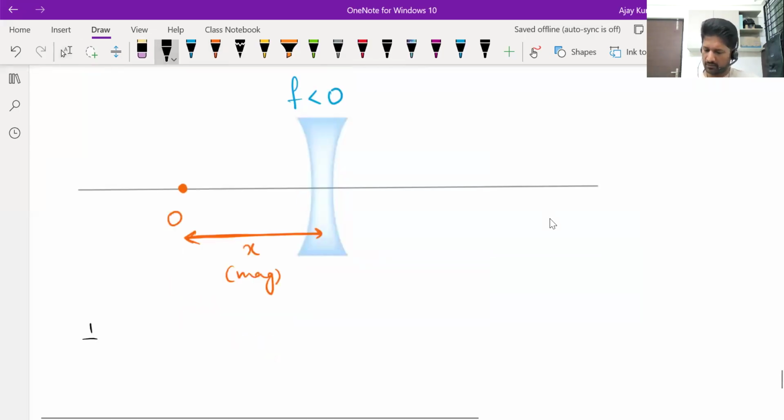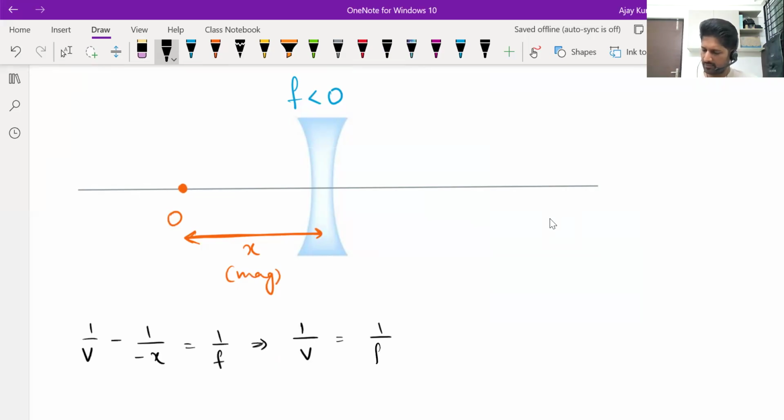1 by v minus 1 by u is equal to 1 by f. So you get 1 by v is equal to 1 by f minus minus becomes plus minus 1 by x. Now x is a positive number. That's fine. But it comes with minus. So minus 1 by x is a negative term. And this is a diverging lens. Focal length is anyway negative. Then this whole thing will be negative. What does that mean? Image forms on the same side as the object. Always a virtual image for a real object. This is the only possibility in case of a diverging lens.